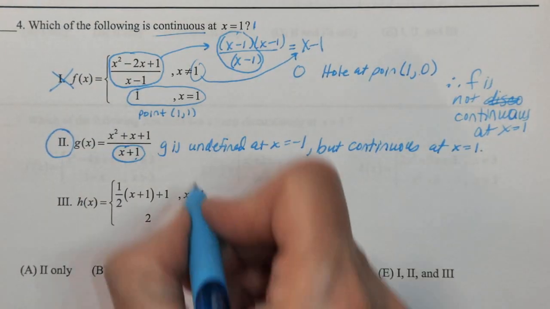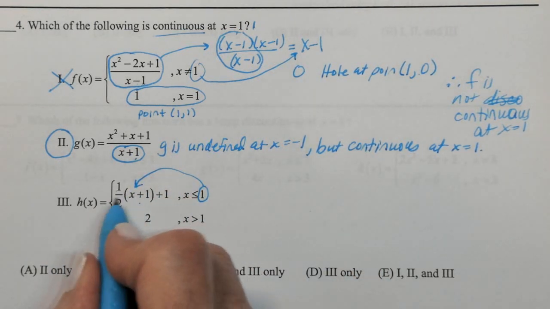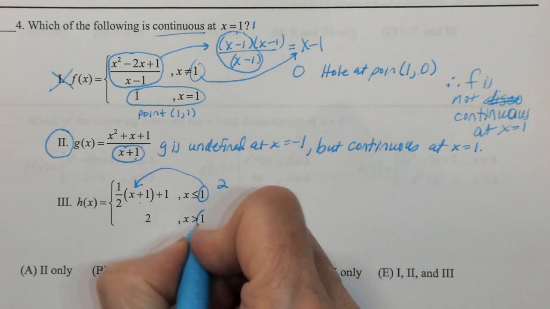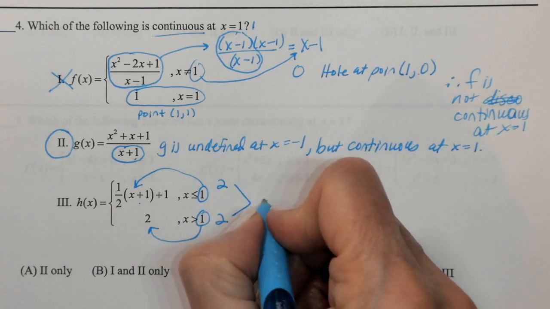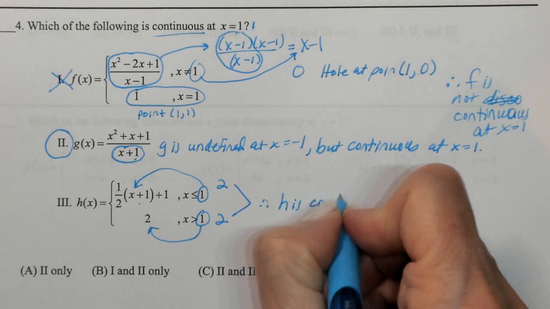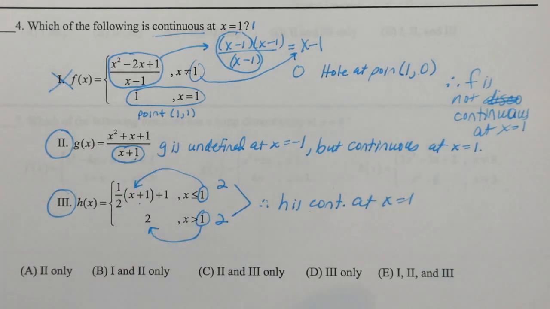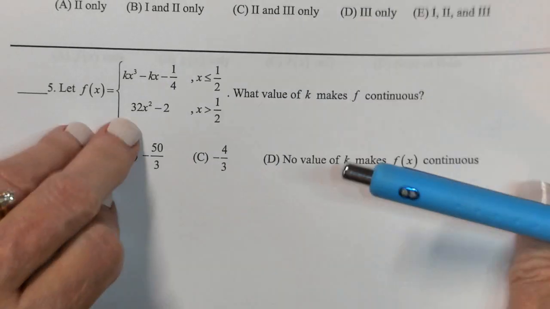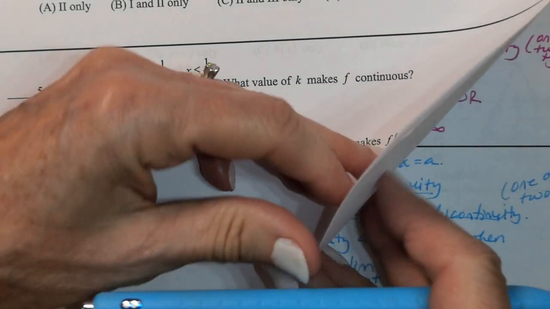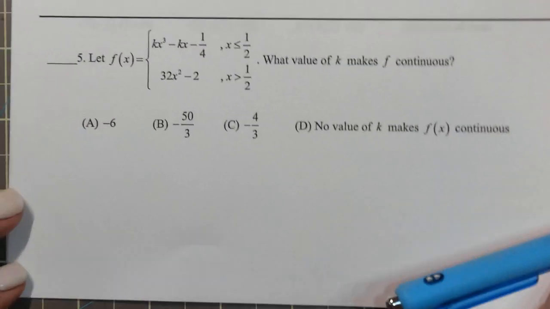Alright, this piecewise function. If I put 1 in for the x here, half of 2 is 1, plus this one is 2. If I put the 1 in here, it's just a 2. 2 is equal to 2. So h is continuous at x equals 1, 2, and 3. Okay. All right. Another one here. I'm going to see if this is the last of it, or if I got one more page here. All righty.